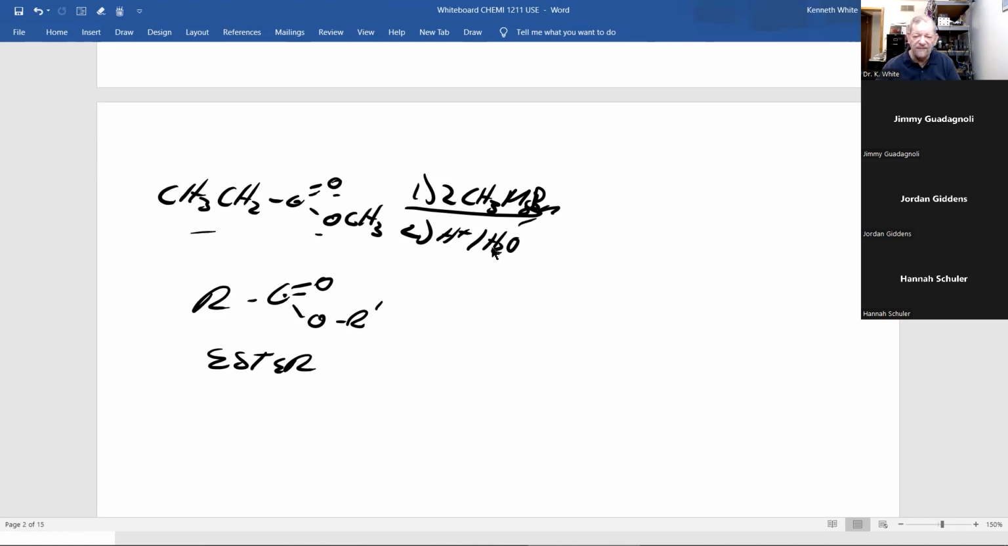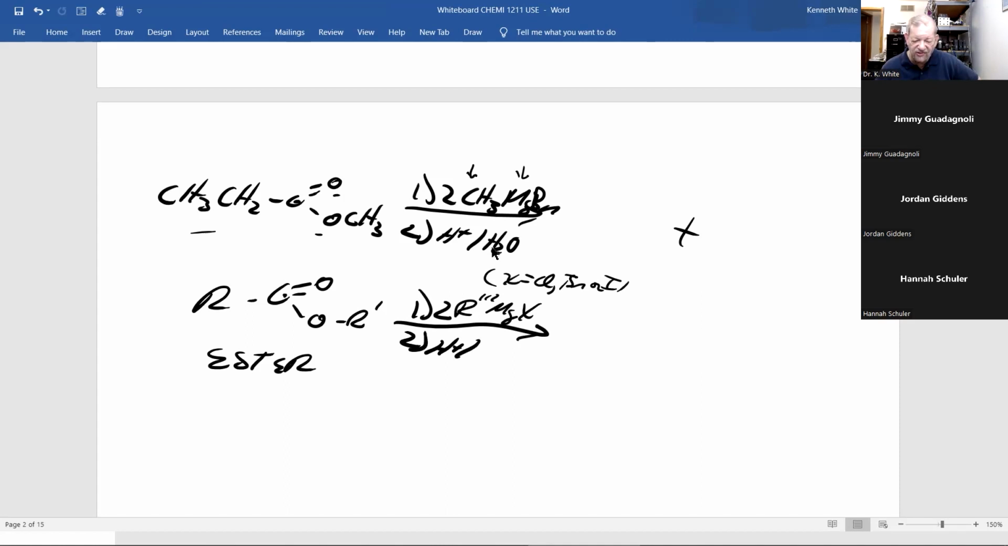And what do we have here? Ooh, two of something for Dr. White's class. That's unusual. He balances things. And R group, I'll call that R triple prime. Mg, magnesium X, where X is a halogen, chlorine, or in our case, bromine, or iodine. And you get two products. Second step acid and water, H plus acid, H2O. I hope you all know it's water.